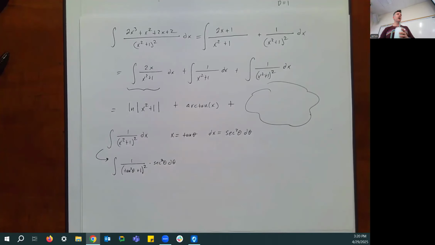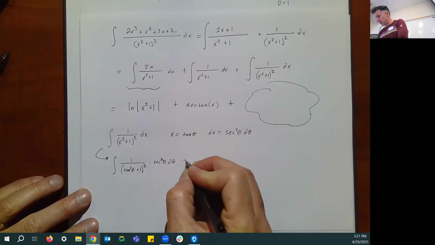Every time we do a trig sub, what are we looking for? That's a very vague and open-ended question. Specifically, we're looking for a trig identity. We're looking for something squared plus or minus something to turn into some other single trig function squared. In this case, tangent squared plus 1 is equal to secant squared theta.